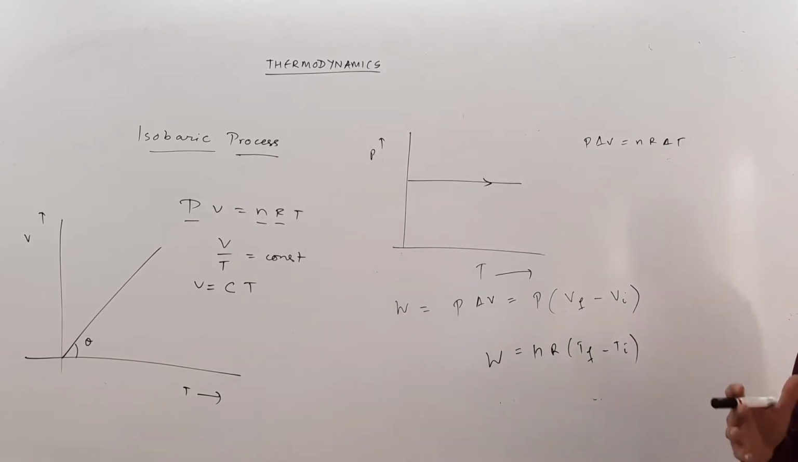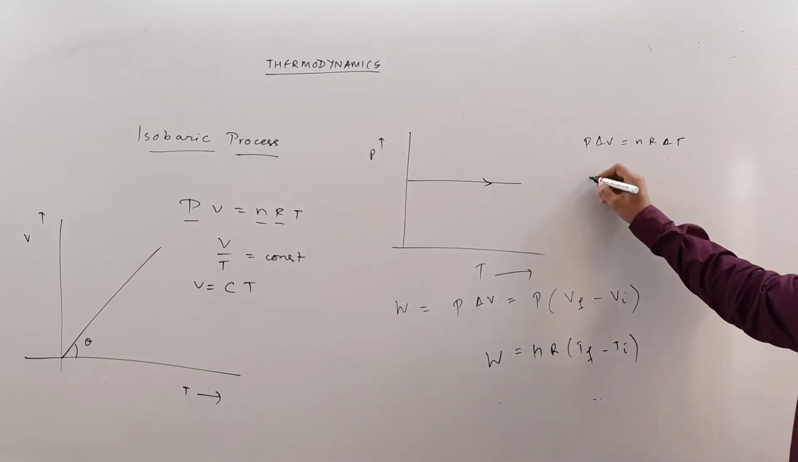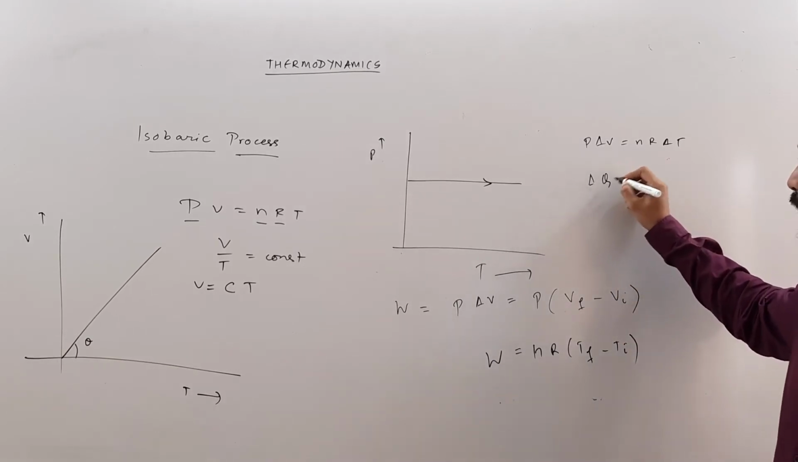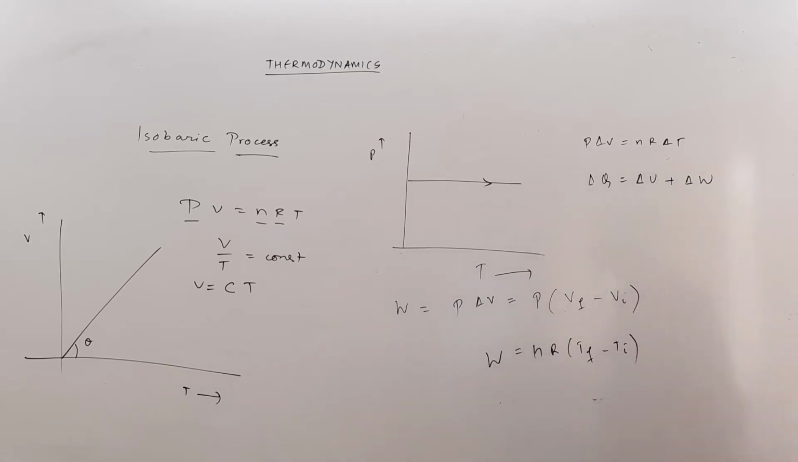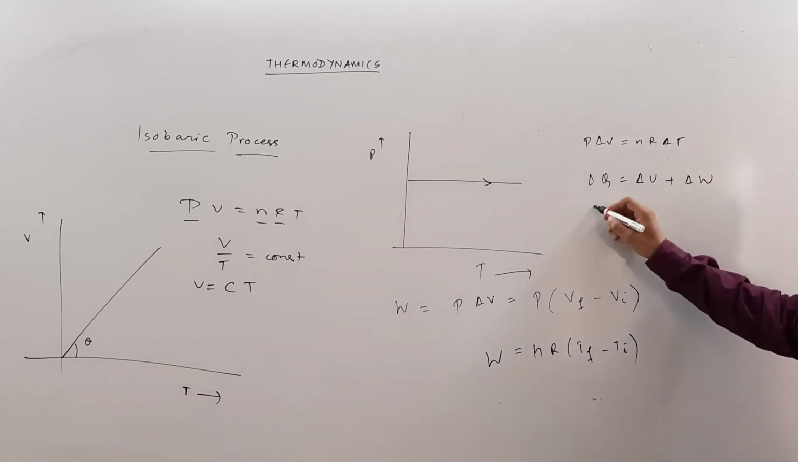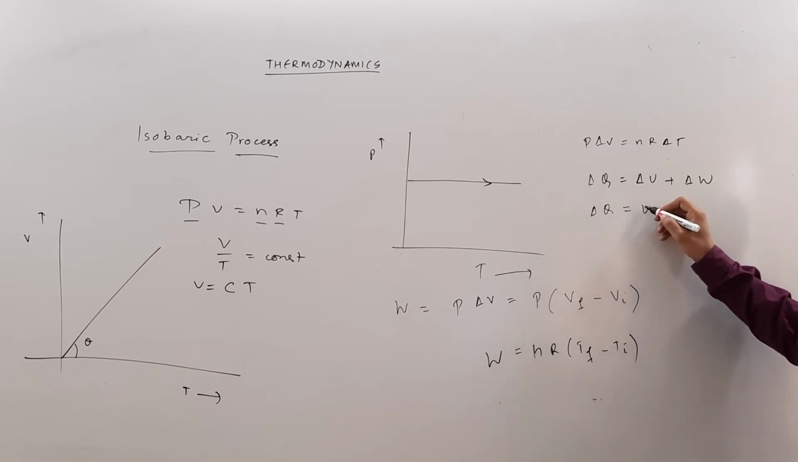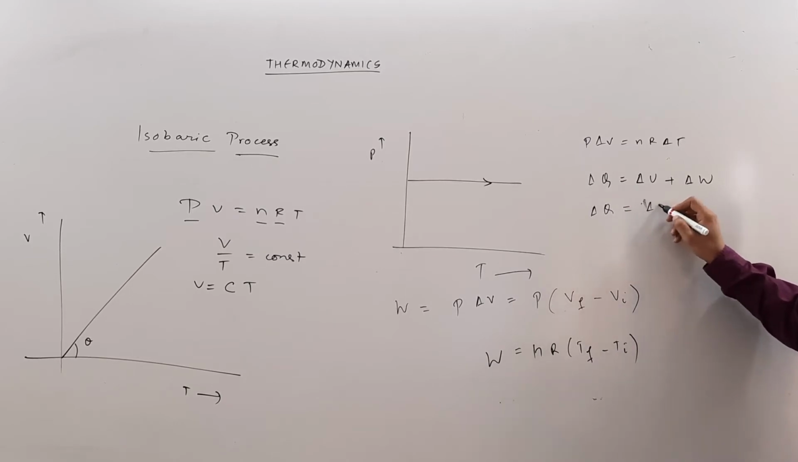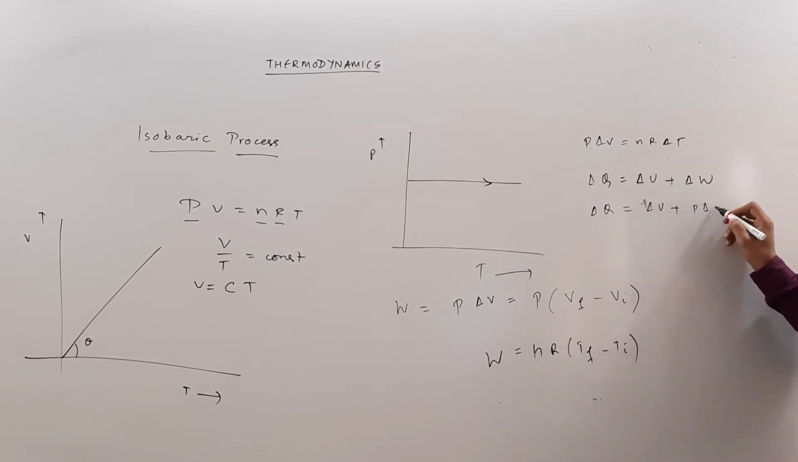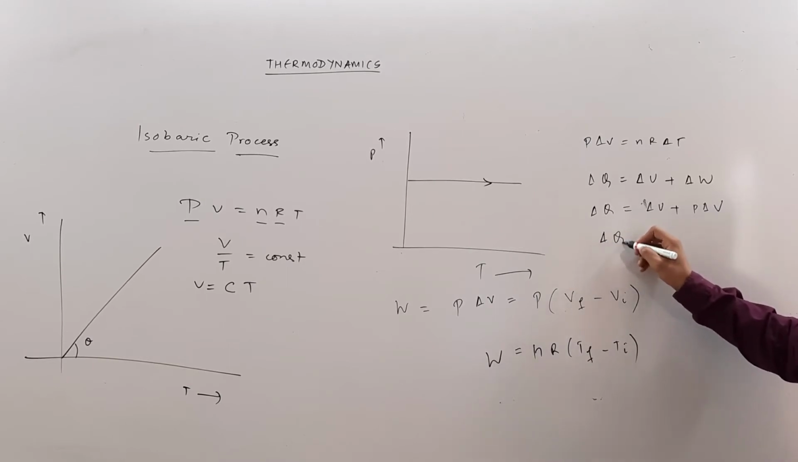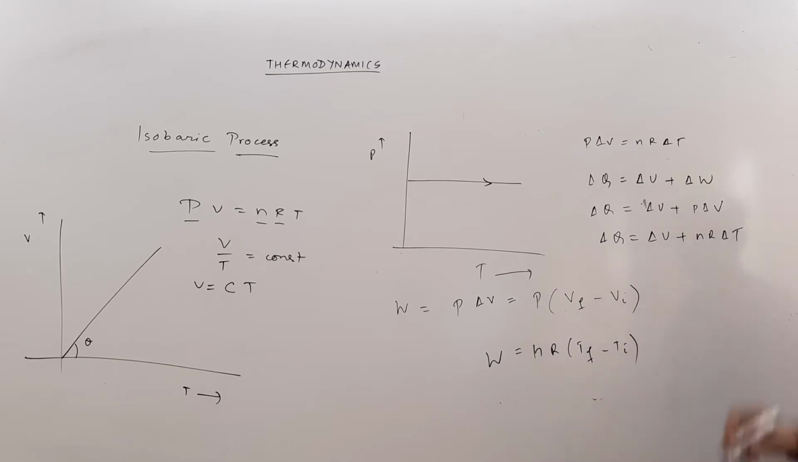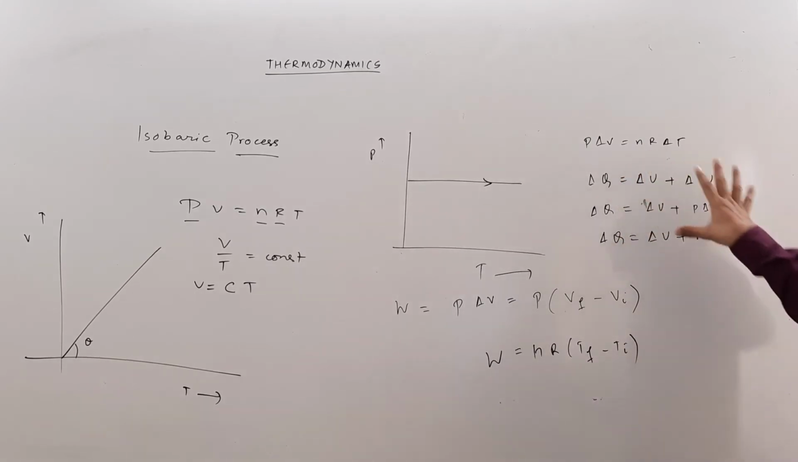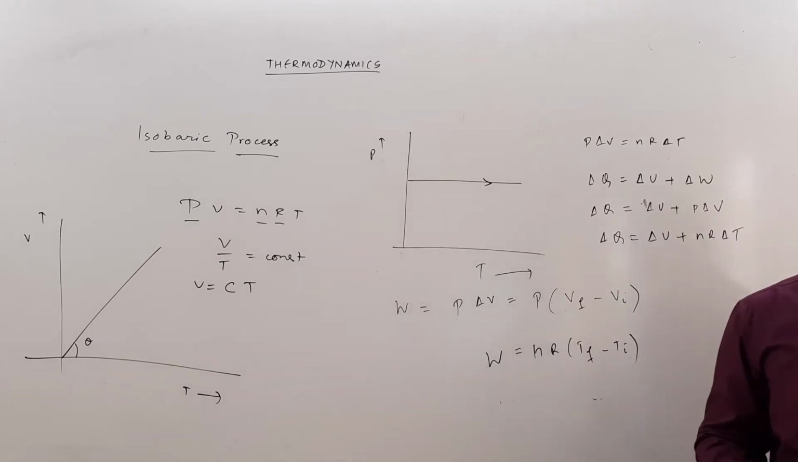As far as the first law is concerned, we know that the energy supplied is the change in internal energy plus the work done. So the energy supplied this time we can write as delta U plus P delta V, or we can also write delta Q is equal to delta U plus nR delta T. These are the expressions which would be used with respect to the first law of thermodynamics.